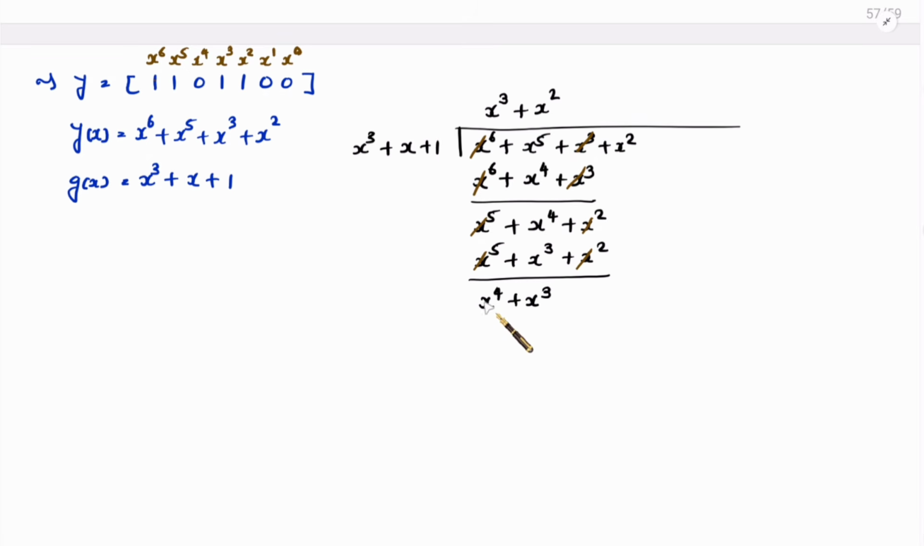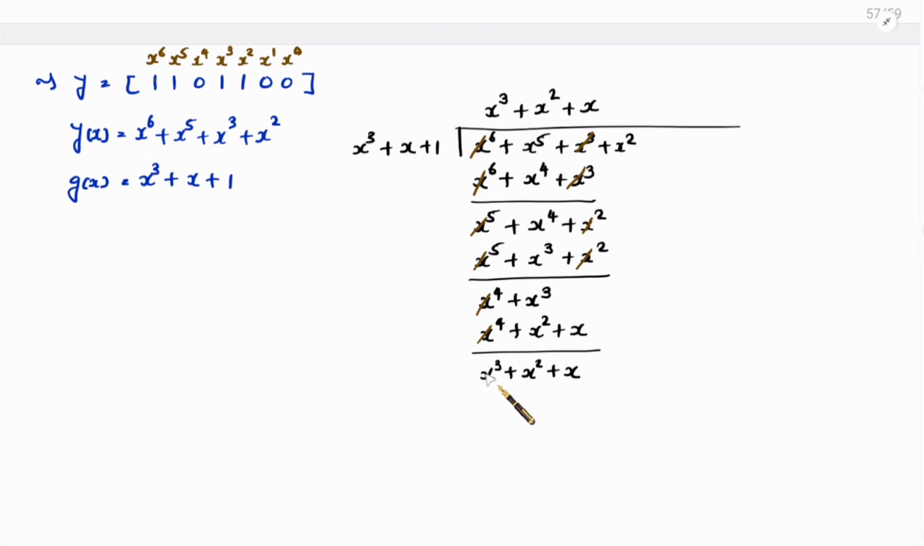Now the highest order is x to the power 4. So with x cube we need to multiply x. Here we have x to the power 4 plus x to the power 2 plus x. Now again eliminate similar terms. So here we have x to the power 3 plus x square plus x.